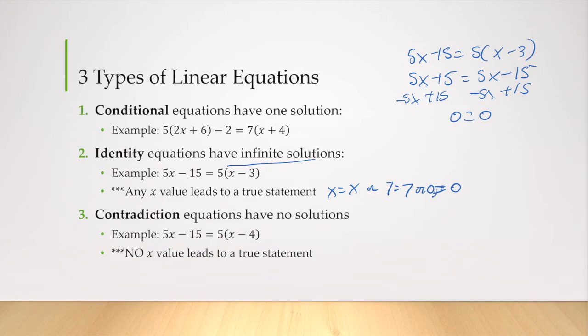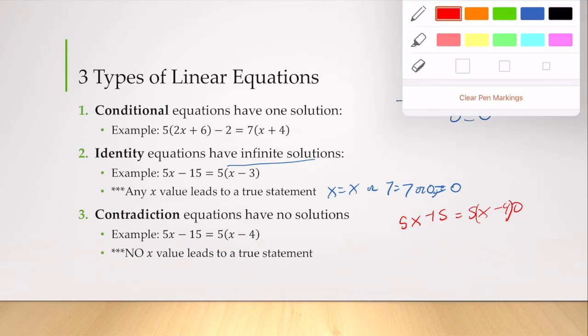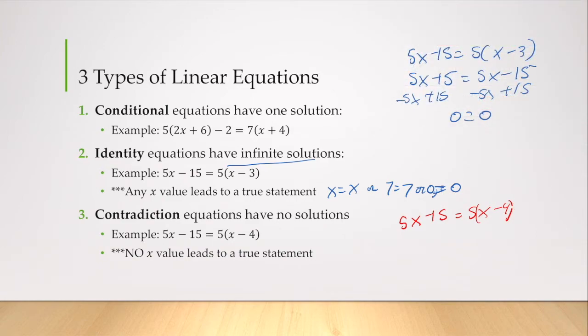That is different than a contradiction, which is going to have no solution. So why don't I solve that in red? If I have 5x minus 15 equals 5 times x minus 4, that gives me 5x minus 15 equals 5x minus 20. If I subtract 5x from both sides, I get negative 15 equals negative 20. Can that ever be true? No, so there's no solutions. Remember this is the symbol for the empty set.